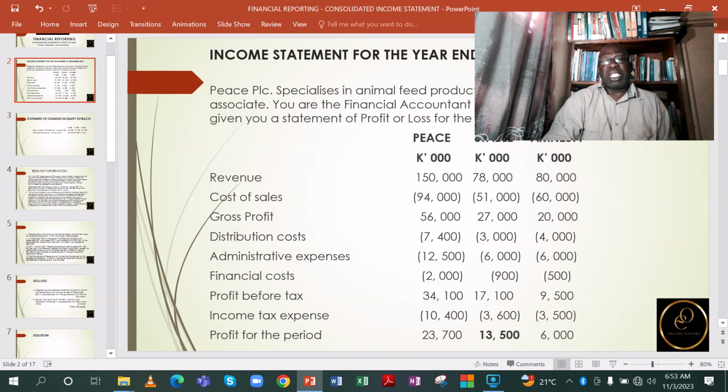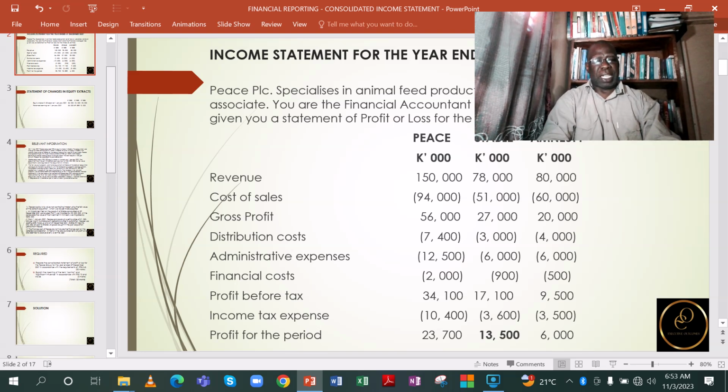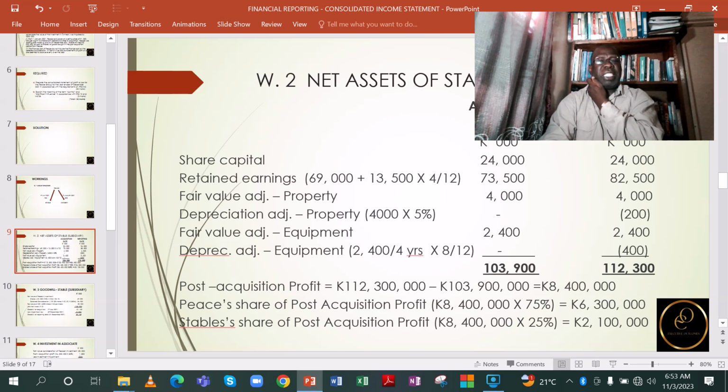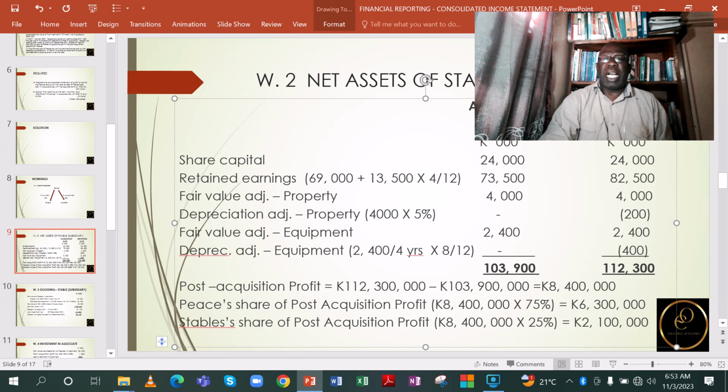Now the acquisition is on 1st May. So meaning that for this 13.5 million, we can claim a portion to be added to 69 million, and that total will be taken to be pre-acquisition profit. So we have 69 million plus 4 out of 12 months of 13.5 million, and we are going to get 73,500,000. So this 73,500,000 is the pre-acquisition profit under Stable at the time of acquisition.